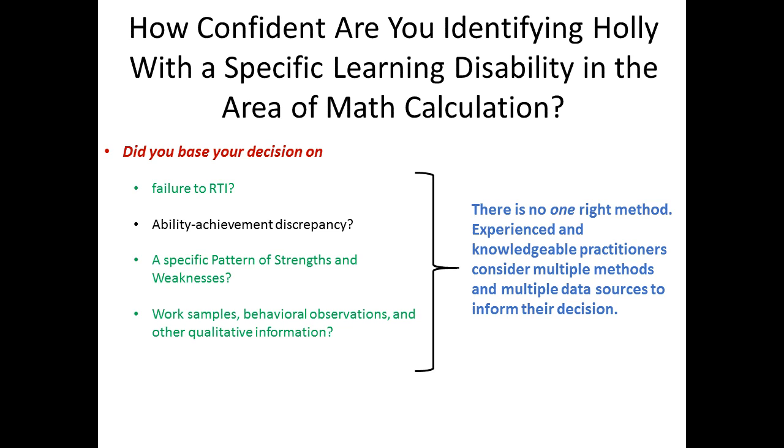But in schools, we rely on numbers. We often rely heavily on formulas for consistency and for accountability. And it makes sense. We have to do that in schools. So, it becomes, well, what method are we using? Failure to respond, specific PSW, work samples, other qualitative information. And there's really no one right method. The data certainly don't support any one method as the method for SLD identification.